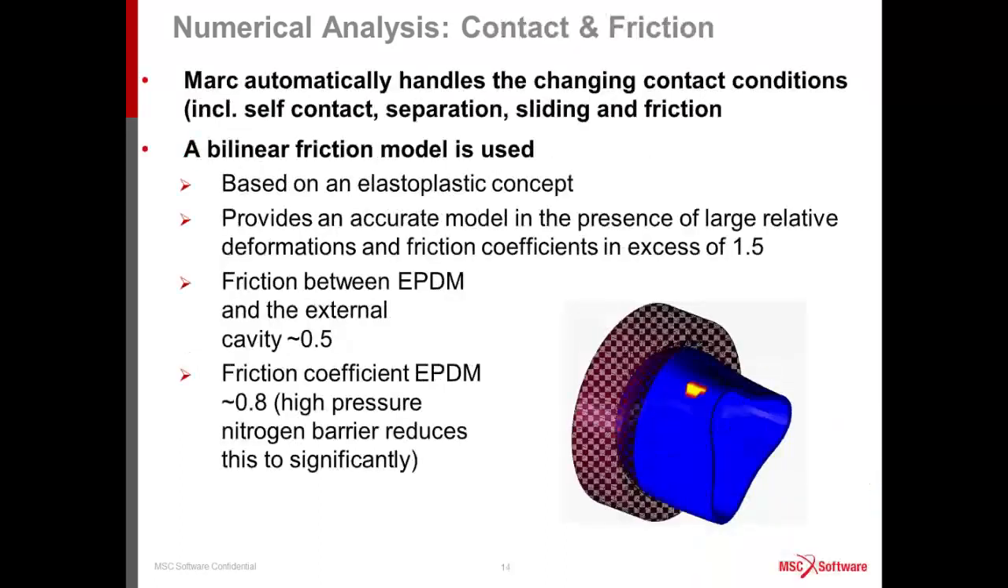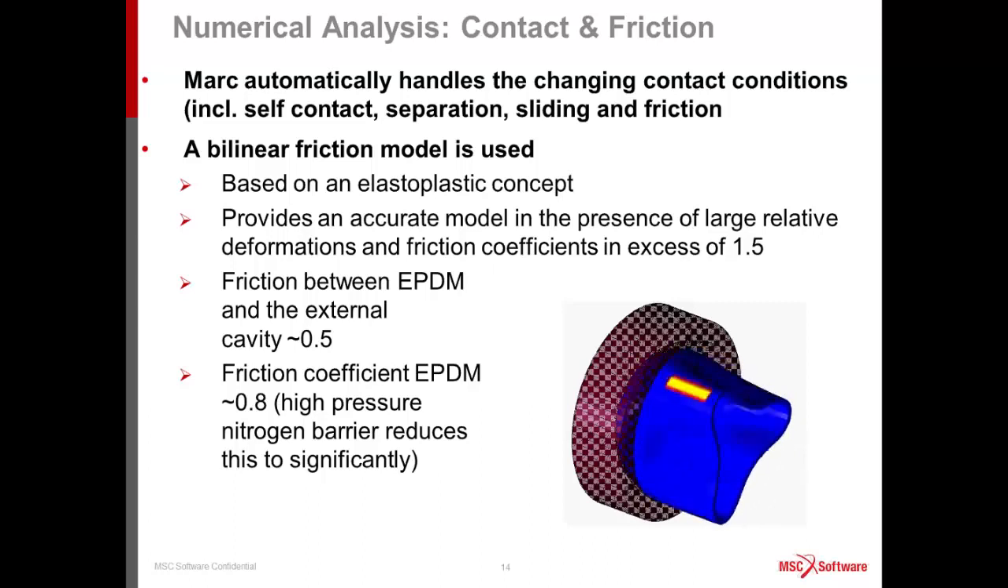We allow MARC to handle contact and friction automatically. We use self-contacts at separation and sliding friction. We found that the bilinear friction model is best for this. It provides a very accurate model of friction in the presence of very large deformations in excess of about 1.5 as a friction coefficient. By experience, we know that the friction between the EPDM and the external surfaces of the accumulator housing is about 0.5, and the friction coefficient in self-contact is about 0.8.